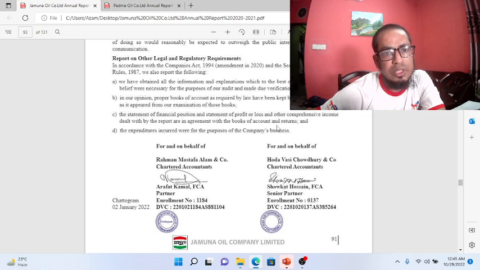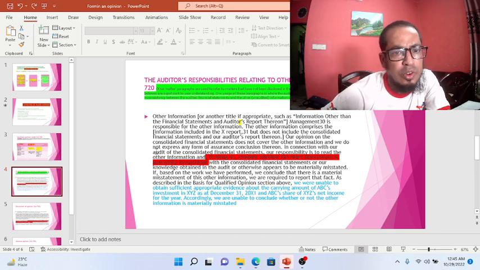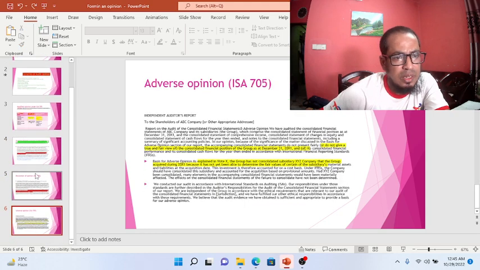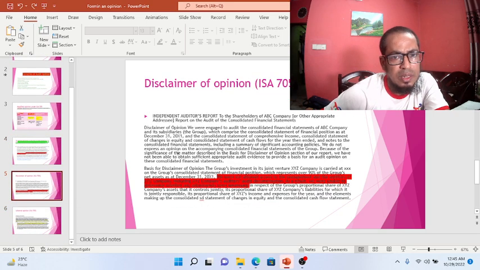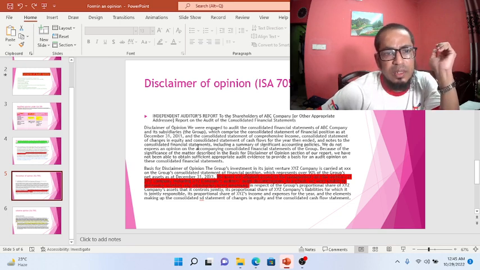the claim report. This is similar to the claim report. We go to the slide again. So the auditor responsibility relating to other information we have already seen. Disclaimer: if there is any disclaimer under 705, the auditor's report language should be this: the independent auditor reports disclaimer of opinion.